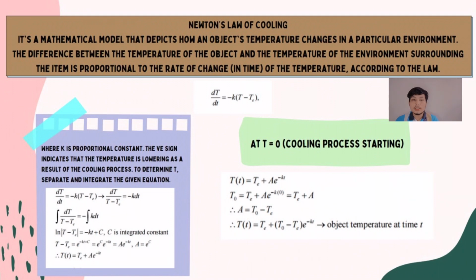So next, the formula where k is a proportional constant. The negative sign indicates that the temperature is lowering as a result of the cooling process. To determine T, separate and integrate the given equation. So next, we can see that at t equal to 0, the cooling process is starting.